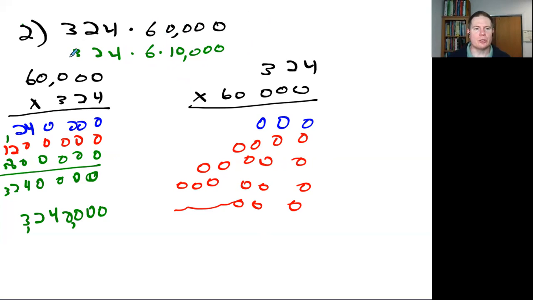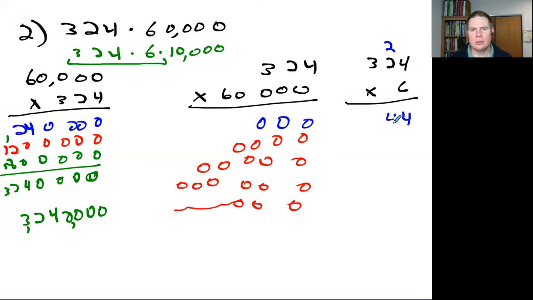So what I really want to do is associate the 6 not with the 10,000, associate the 6 with the 324. That I can keep track of without going crazy. 6 times 4 is 24. 6 times 2 is 12, plus 2 is 14. 6 times 3 is 18. 18 plus 1 is 19.